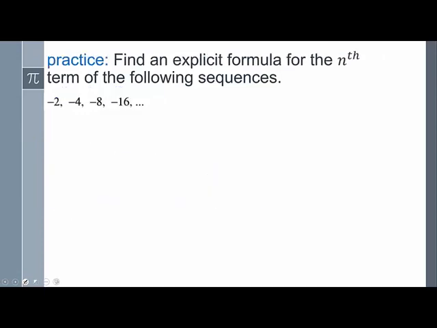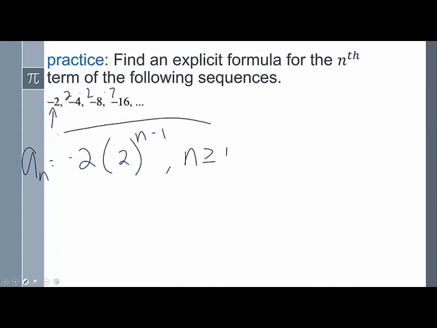Same idea here. Go ahead and give this one a shot. So going over it, my first value is -2. And then times, it looks like everything is being multiplied by 2 here. So it's going to be 2 to the n minus 1, where n is greater than or equal to 1. A sub n equals.